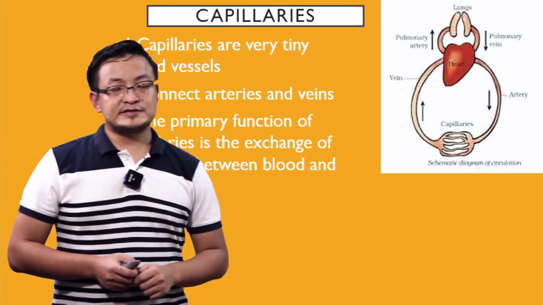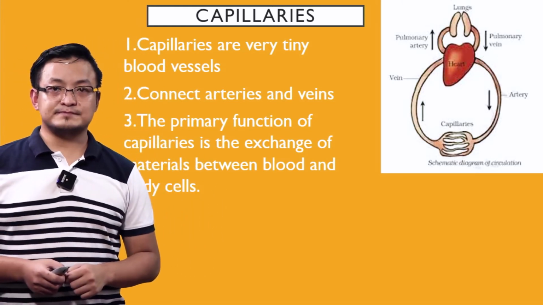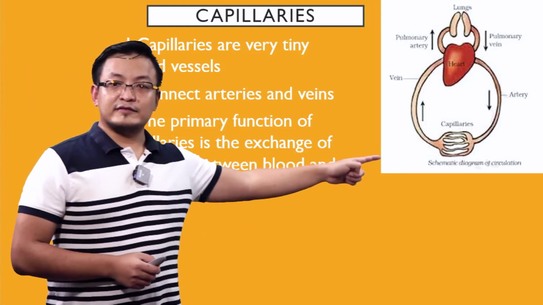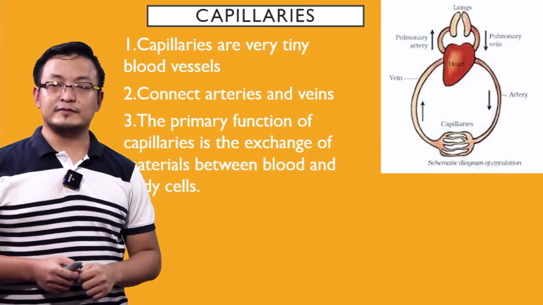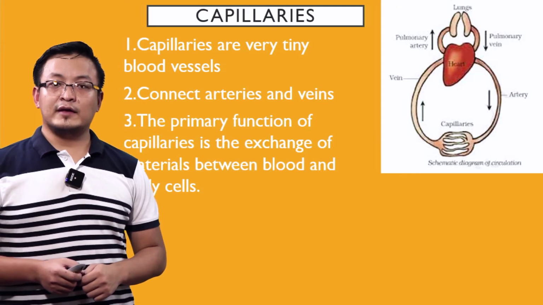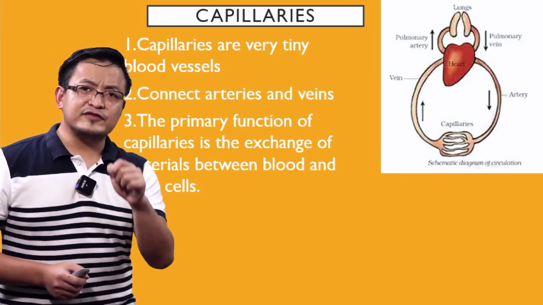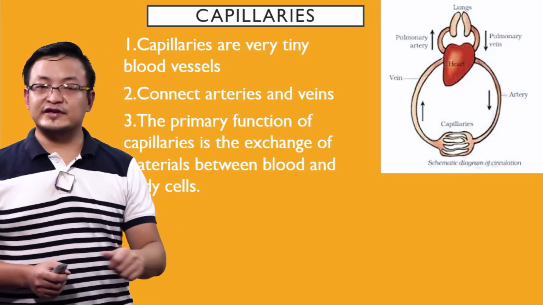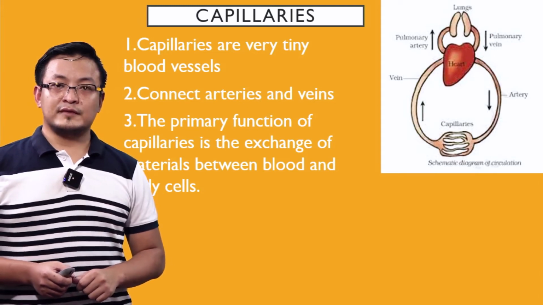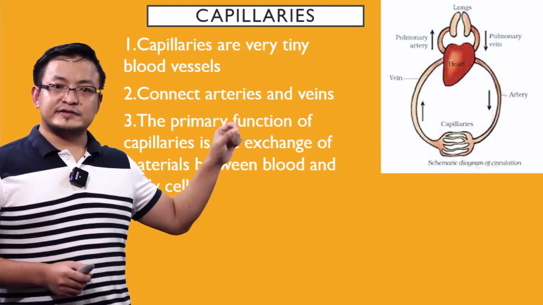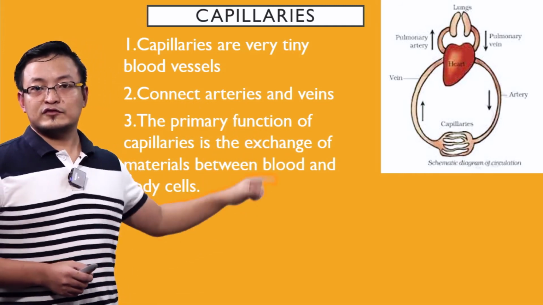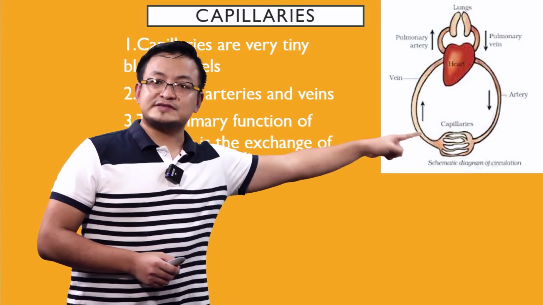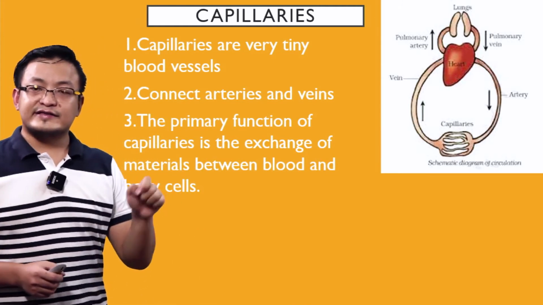Next, students, the third type of blood vessels is capillaries. You can refer to this diagram here. This is the third type of blood vessels. Now, capillaries are very, very tiny blood vessels. We have discussed arteries and veins, right? Capillaries are the tiniest ones. We can see here that arteries have thick walls and veins have thin walls, but capillaries are tiny blood vessels.